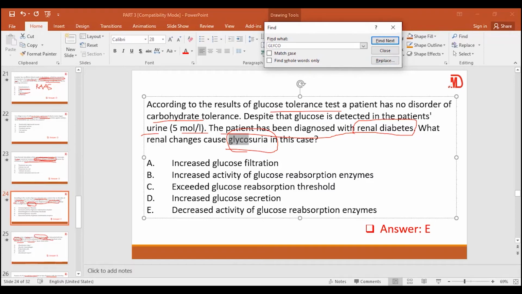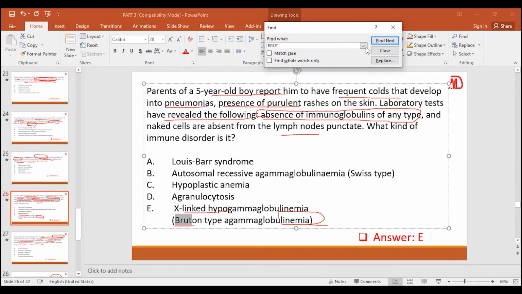Okay, so who comes in again? Yes, Taha. Yes, sir, Doctor. Any question? The question was absence of immunoglobulin of any type. Come again? Absence of immunoglobulin of any type. Okay, the Brutons, right? Okay, I'm coming. So what's the question?